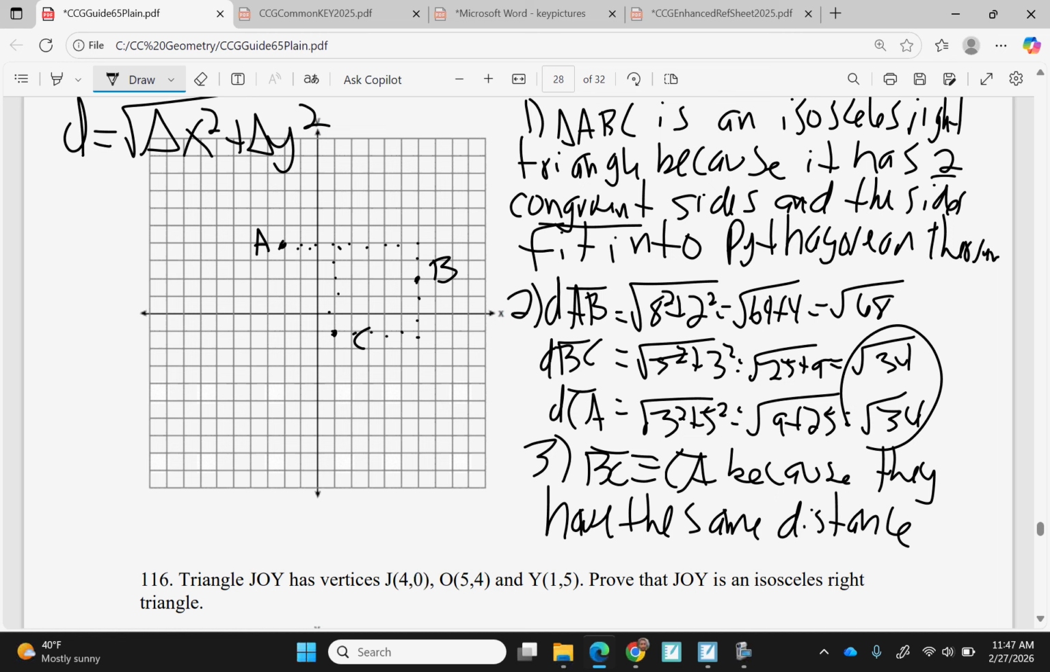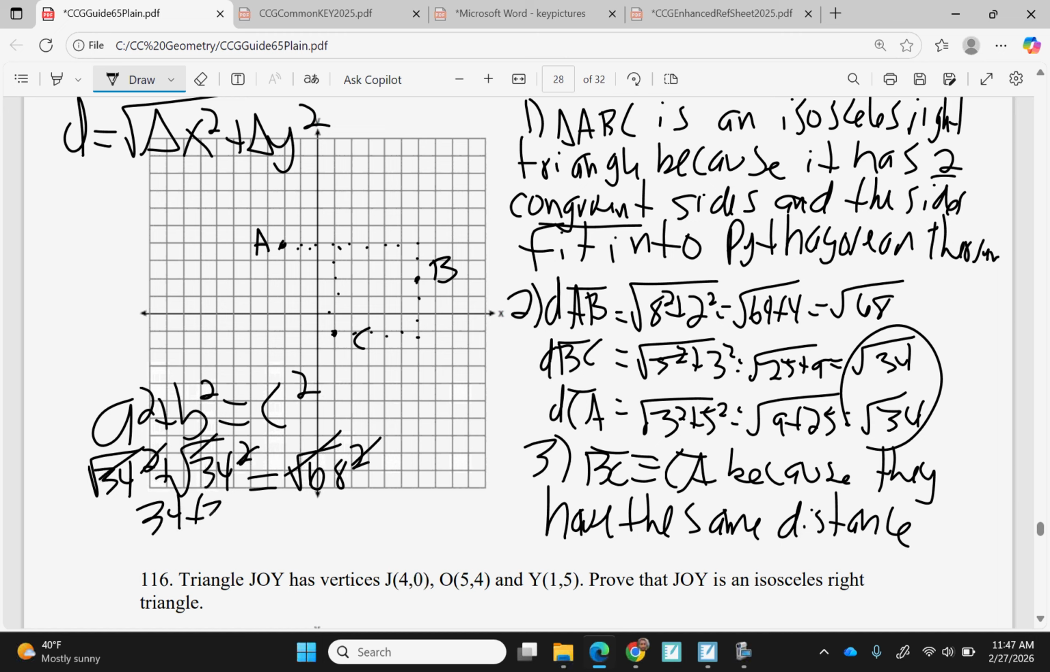Now, the Pythagorean theorem is different than everything else. Everything else, blank is congruent to blank because they have the same distance, or blank is parallel to blank because they have the same slope. But to show the sides fit into Pythagorean theorem, I'm going to do Pythagorean theorem. A squared plus b squared equals c squared. So a and b are the smaller sides, rad 34 squared plus rad 34 squared equals c, rad 68 squared. The squares and the radicals cancel. I have 34 plus 34 equals 68. 68 equals 68. And that's how I show the sides fit into Pythagorean theorem.